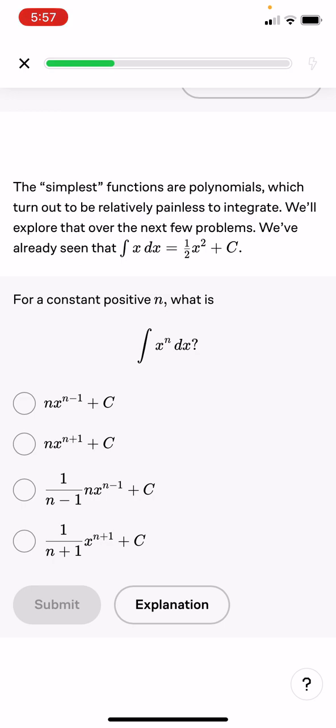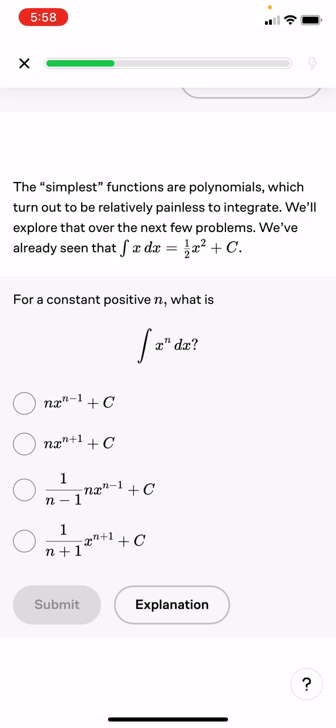The simplest functions are polynomials, which turn out to be relatively painless to integrate. We'll explain that over the next few problems. We've already seen that the integral of x dx equals 1 over 2 x squared plus c. So for a constant positive n, what is the integral of x to the n dx?